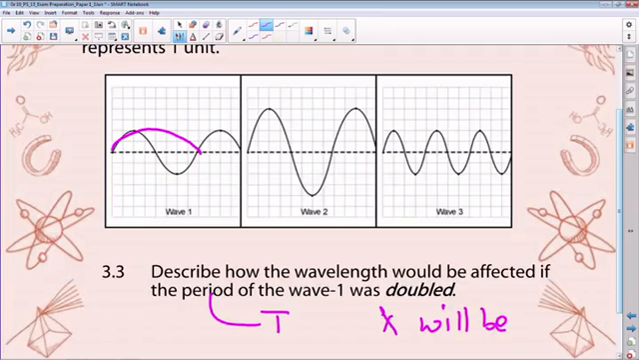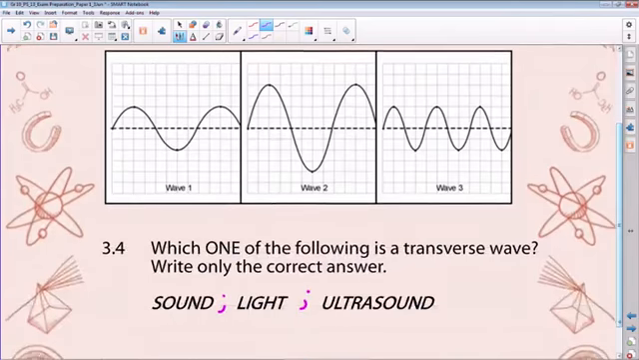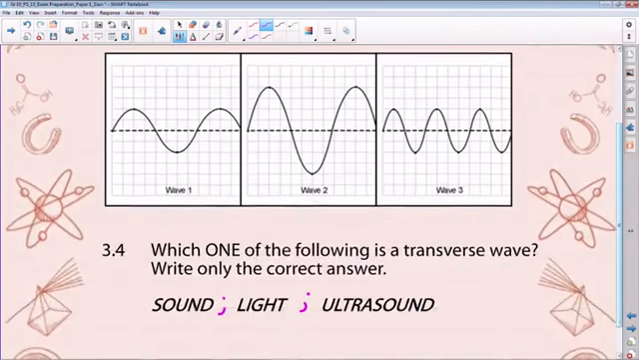Right? So the wavelength will be doubled. It will be 2 times longer because it's length, right? Then the last question is which one of the following is the transverse wave?